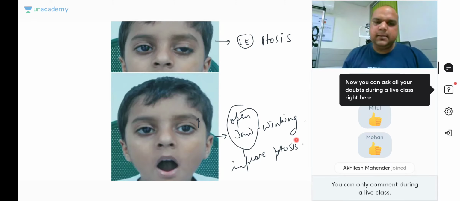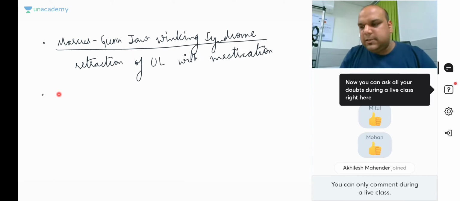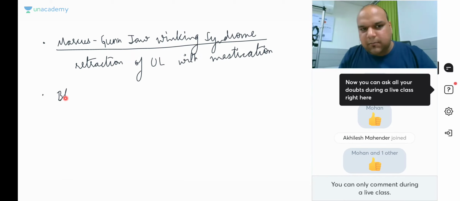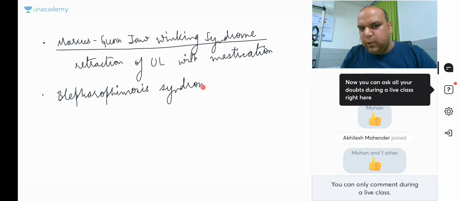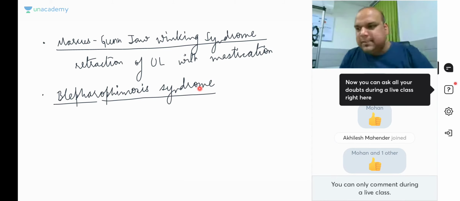Okay, brilliant, guys. Now there is another condition which is called blepharophimosis syndrome. Infrequent, maybe asked as an ectopic question. Again, I hope you remember the meaning of the word blephar. Blephar means eyelid margin. So as soon as you hear the word blephar, you think about eyelids. So in blepharophimosis syndrome, what is seen?